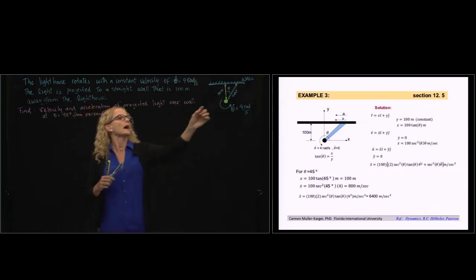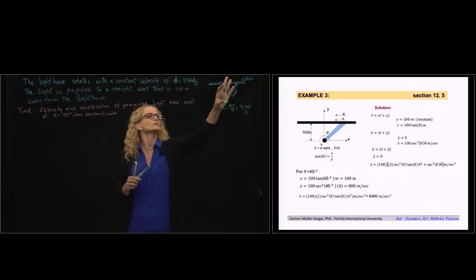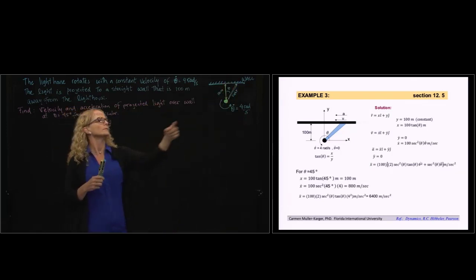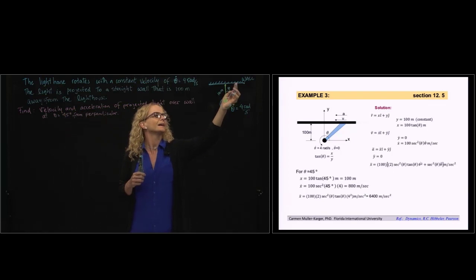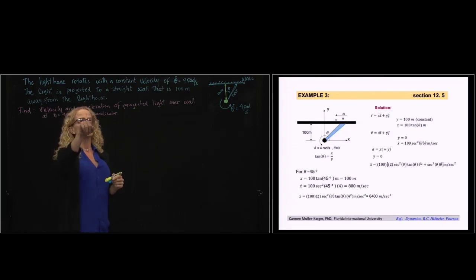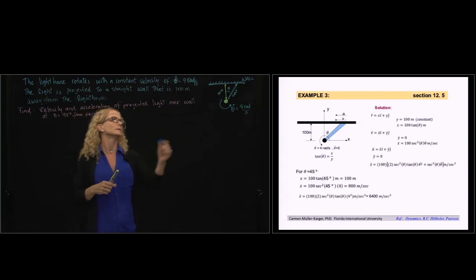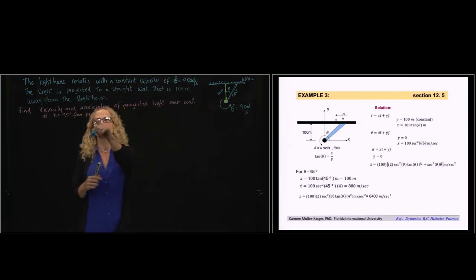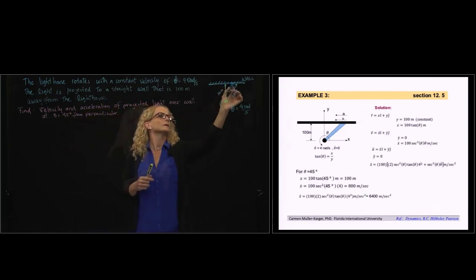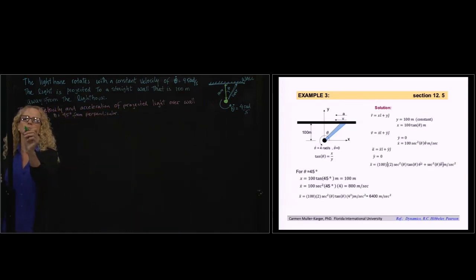And it is 100 meters away from the lighthouse. That is a constant distance. When it rotates, it projects the light, and the light is moving along that wall. And we want to find the velocity and acceleration of the projected light over the wall when theta, with this angle, is 45 degrees from the perpendicular distance to that wall. So let's do our solution, right?